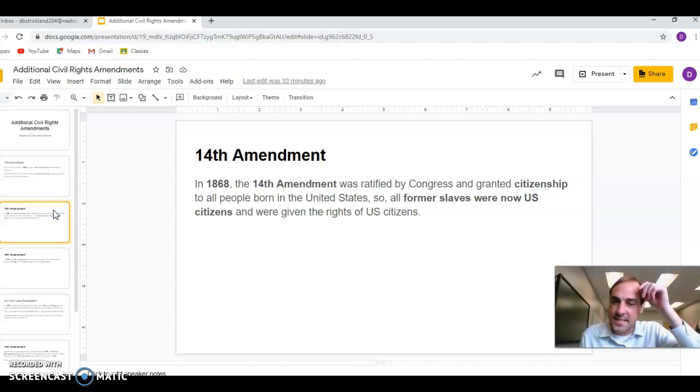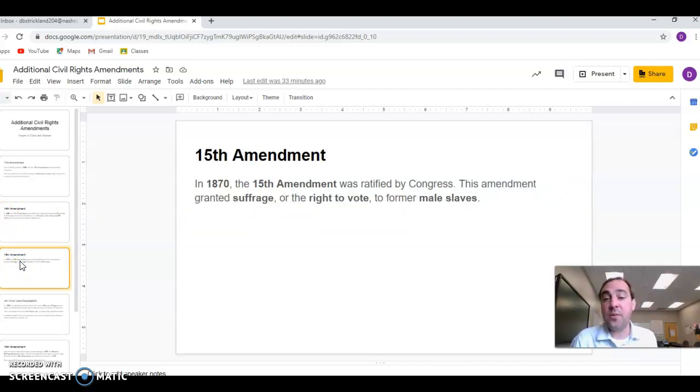3 years later, in 1868, we had the 14th Amendment. The 14th Amendment gave citizenship to all former slaves, because it says that if you're born here, you're a citizen here, and all the slaves at that time had been born in the United States, so thus they were given the right of citizenship. 2 years later, we saw the passage of the 15th Amendment in 1870. This amendment granted something known as suffrage, which is the right to vote, to former male slaves.